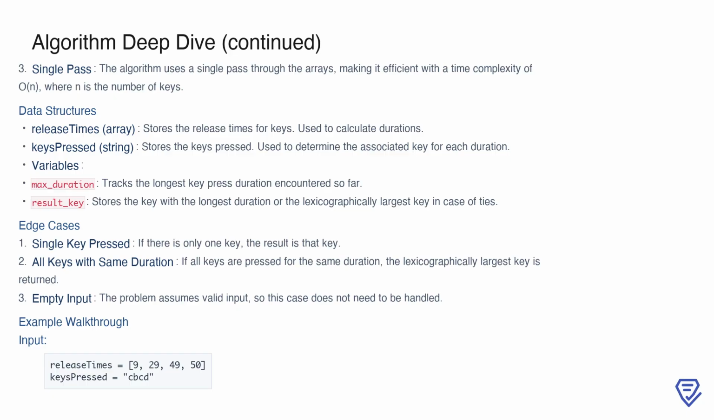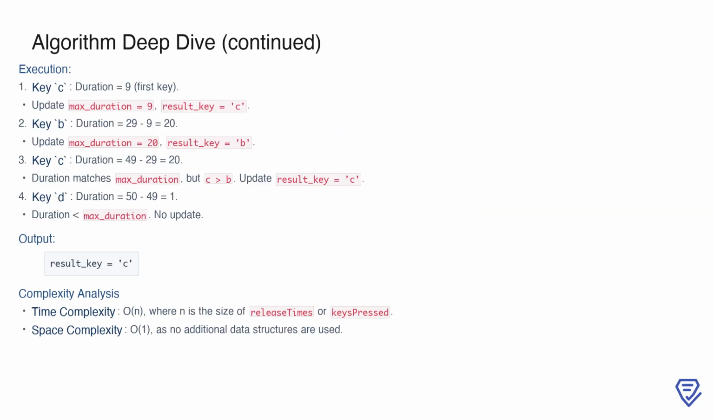Let's now consider an example to understand how this algorithm works in practice. Suppose we're given release times equals [9, 29, 49, 50], and keys pressed equals "cbcd". For this input, we calculate the durations and update our variables step by step. Starting with the first key, c, its duration is simply 9, as it's the first key. We update max_duration to 9 and result_key to c.